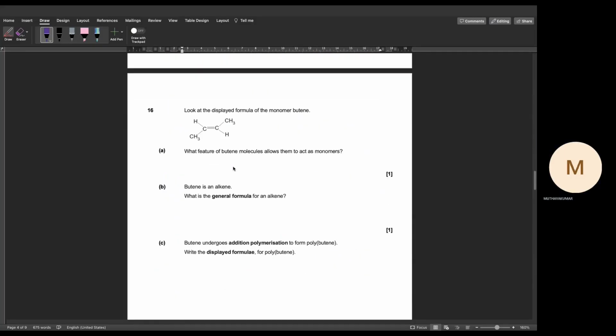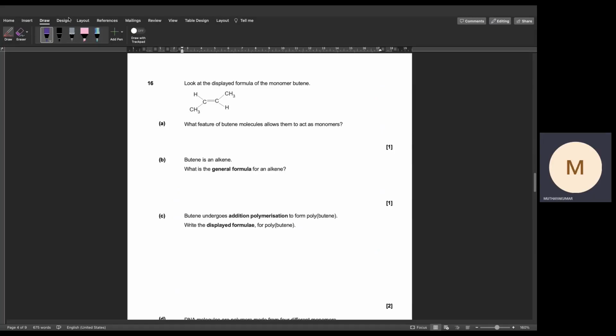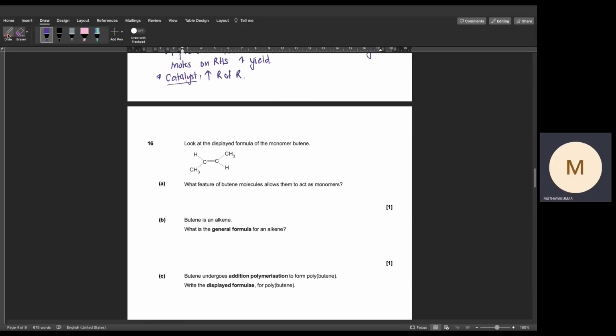Question 16. Look at the displayed formula of the monomer butene. What feature of butene molecules allows them to act as monomers? So earlier on, we looked at condensation polymers. Here is an example of addition polymers. Addition polymers require a double carbon-carbon bond. So that is the feature that allows butene to undergo polymerization. So a carbon-to-carbon double bond.